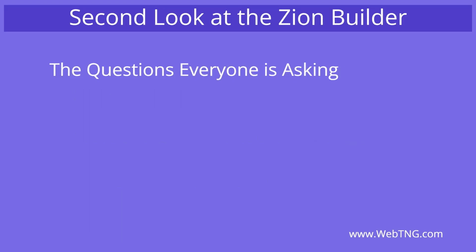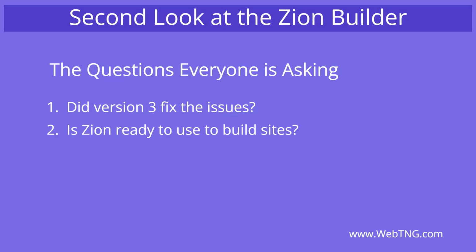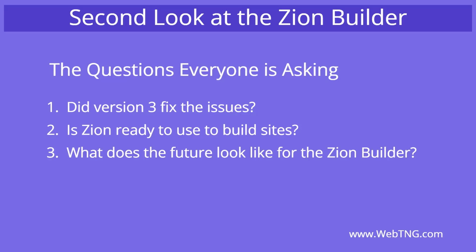All right, so we've looked at the builder now in its 3.0 implementation at the user interface. Now I want to zoom out and discuss some of the higher level questions that I've had and I've seen people ask in online forums. And there are three of those. One is, did the version 3 update kind of solve the user interface issues? Two, is Zion Builder ready to be used for building sites? And three, what does the future of Zion Builder look like?